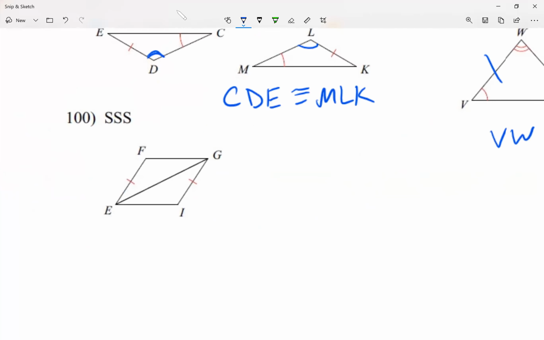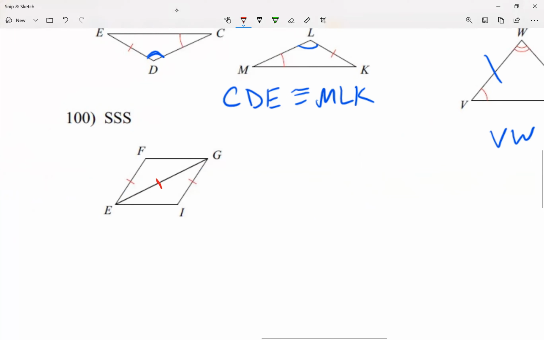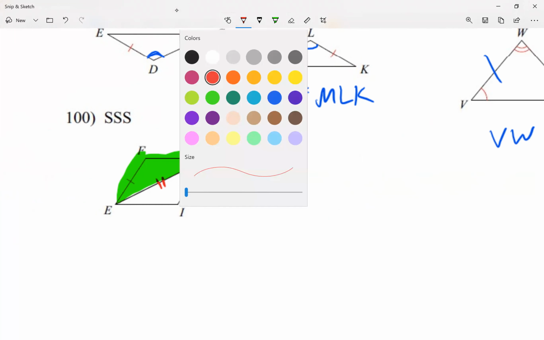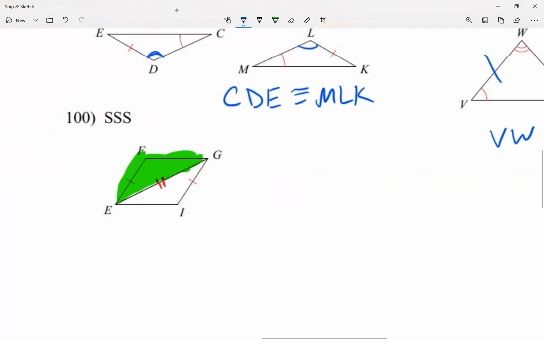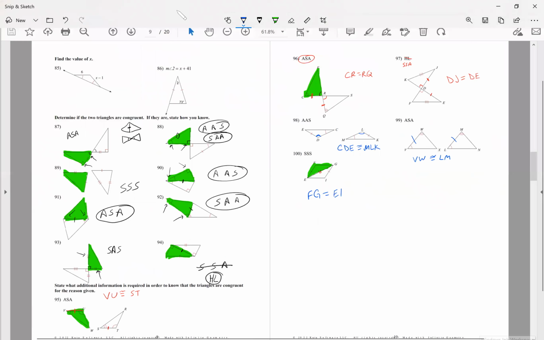Lastly, question number 100. To begin with, I can mark this side, right? Reflexive theorem. Okay, looking at this triangle, I'm supposed to have all 3 sides marked. My question here is, what am I missing? So from the green triangle, I'm missing the side FG. From the other triangle, I'm missing the side EI. There you go.